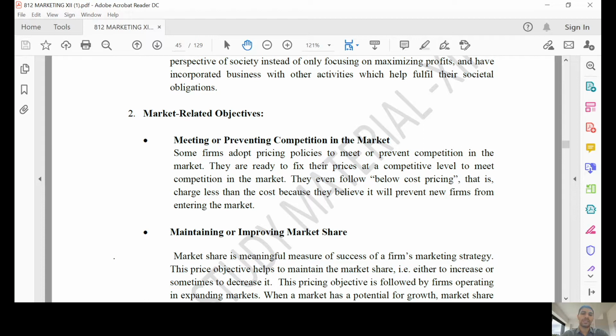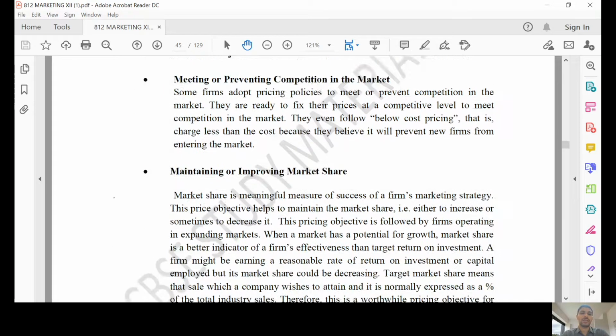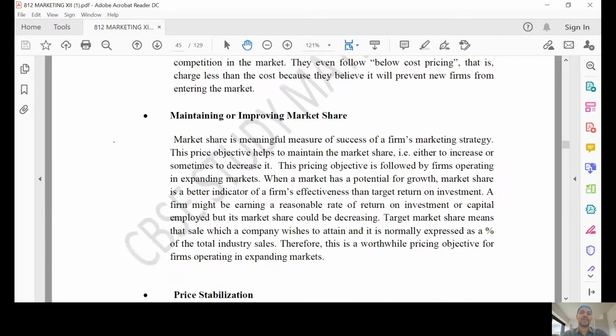If Colgate is selling the product at 4 dirham, in order to prevent the competition, Close-Up will sell the product for 3.50. Then Colgate will again reduce the price to 3 dirham. There happens a competition. They are trying to meet the competition, or they are trying to prevent the competition by reducing the price. Another important market related objective is maintaining or improving market share.